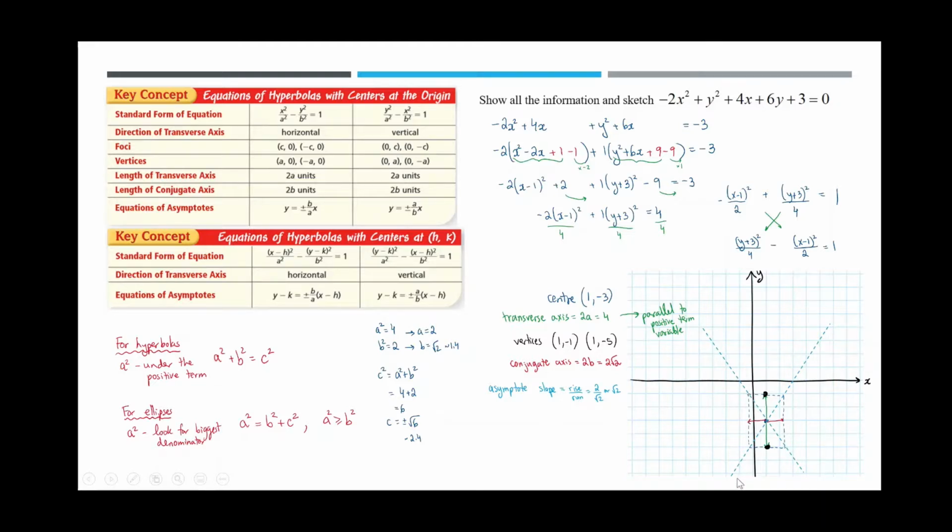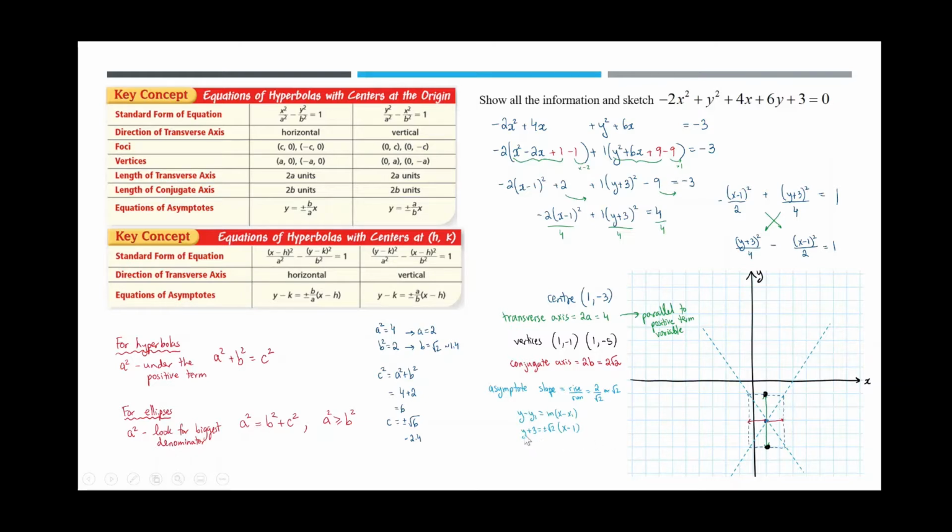The asymptote slope is always going to be rise over run, and you can just take a look at it: rise for us would be this A size, and run for us will be the B size. Don't memorize that, because depending on whether the hyperbola is horizontal or vertical, the rise over run for the asymptote might be B over A or A over B. I would not memorize it. I'll just draw it and see how it actually pieces together.